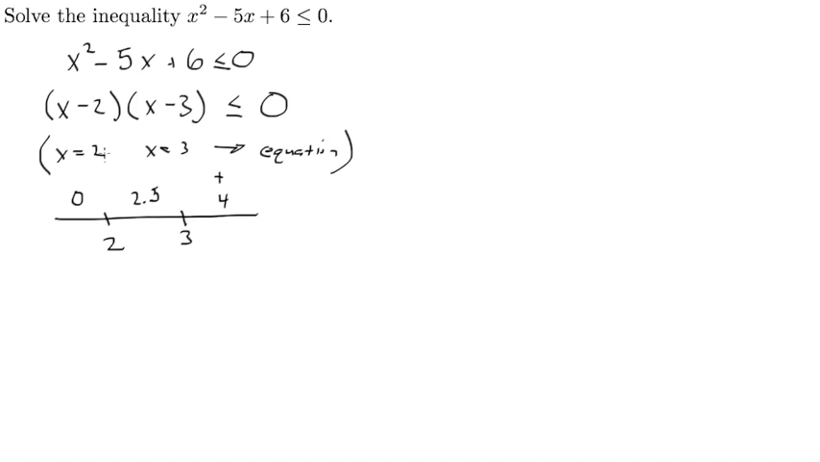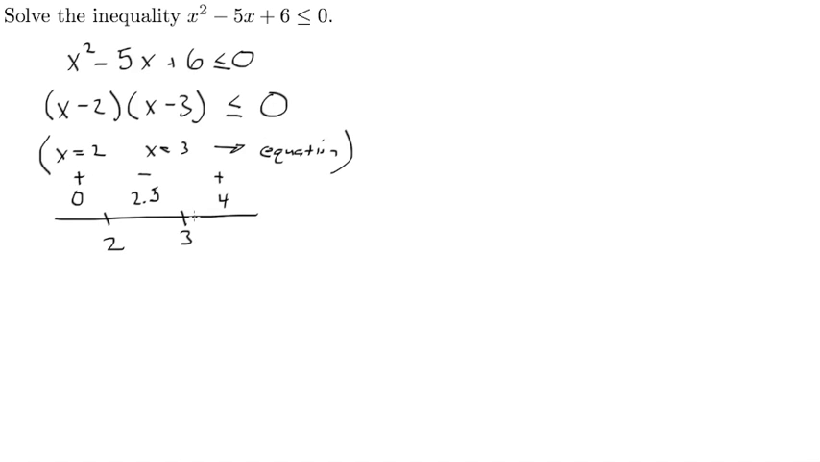2.5, similar story. When I plug it in here, I get a positive number back. When I plug it in here, I'm going to get a negative number back. So a positive number times a negative number is going to give me a negative number back. And last but not least, with 0, here I get a negative number, here I get a negative number, so negative times a negative is a positive.